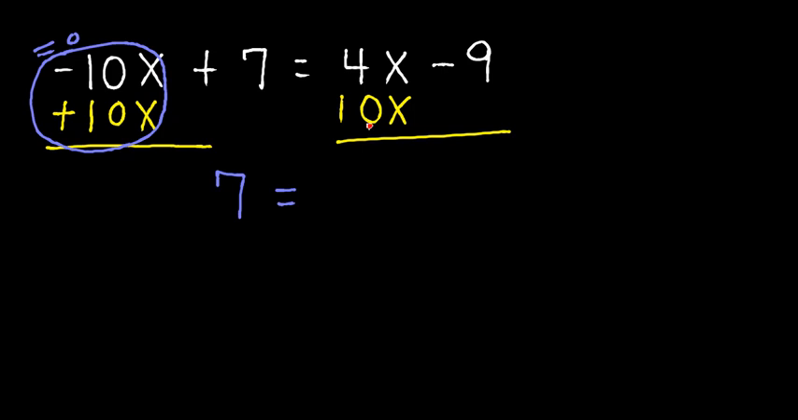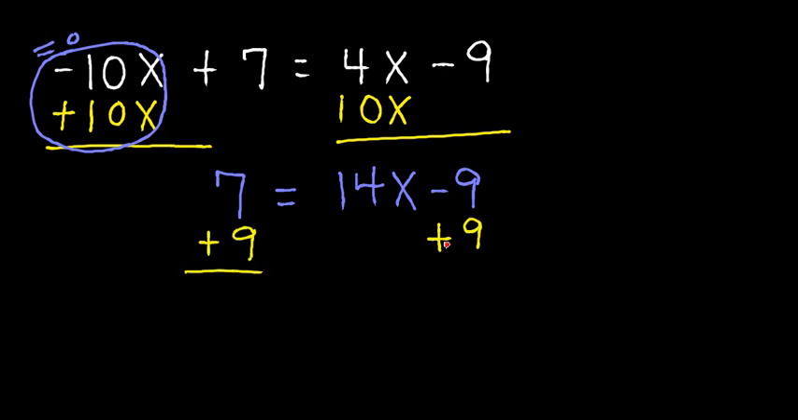These are like terms, and that means I can add them together. It's kind of like apples and oranges. These are both oranges. 14x minus 9. Now I'm going to go ahead and add 9 to get rid of this negative 9. And of course I have to do whatever I do to one side, I do to the other.